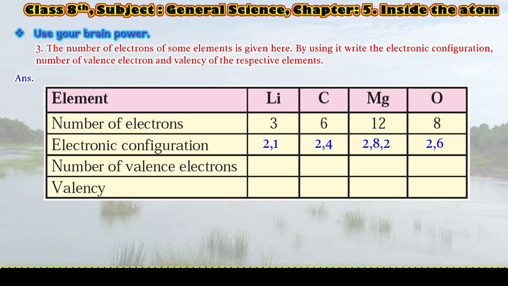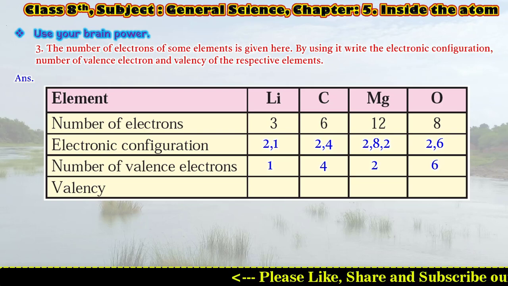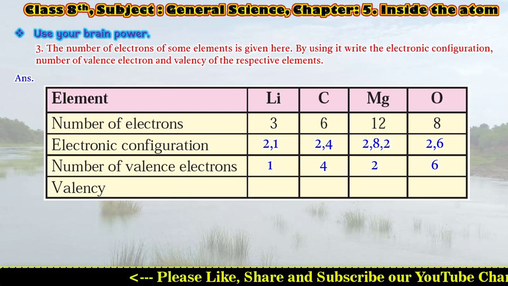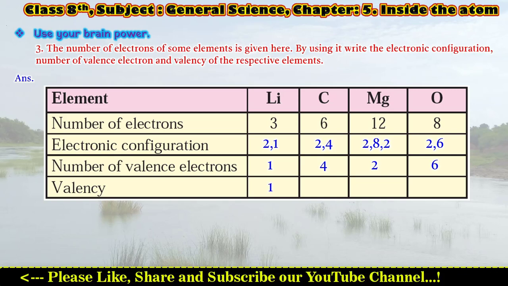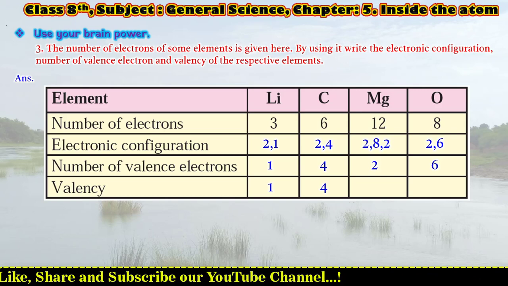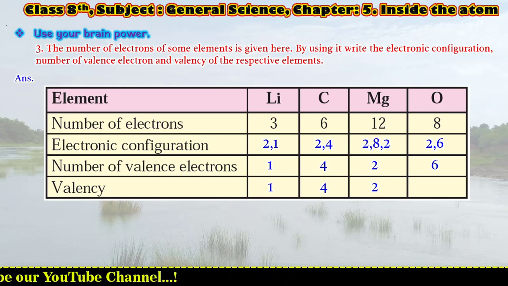Number of valence electrons in lithium is 1, carbon is 4, magnesium is 2, and oxygen is 6. Valency of lithium is 1, carbon is 4, magnesium is 2, and oxygen is also 2.